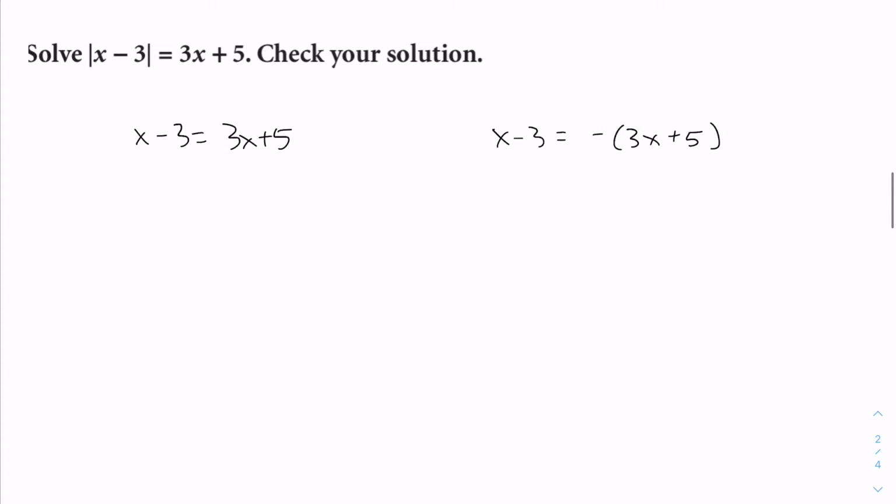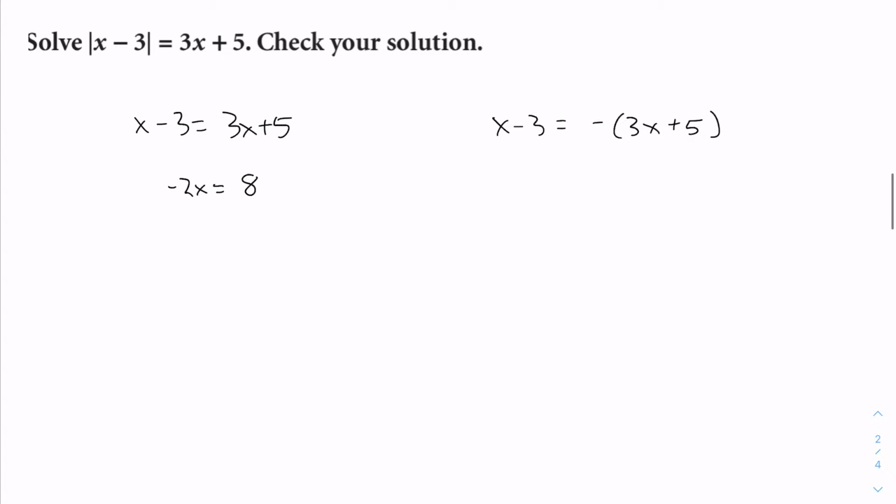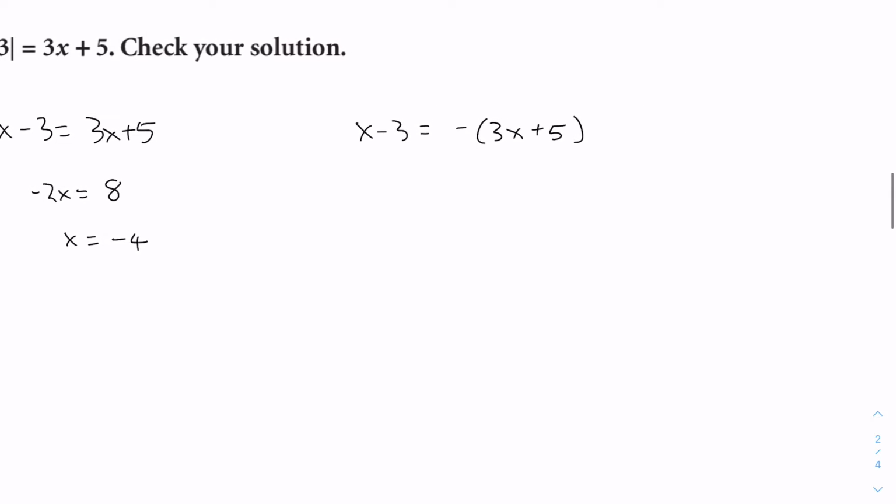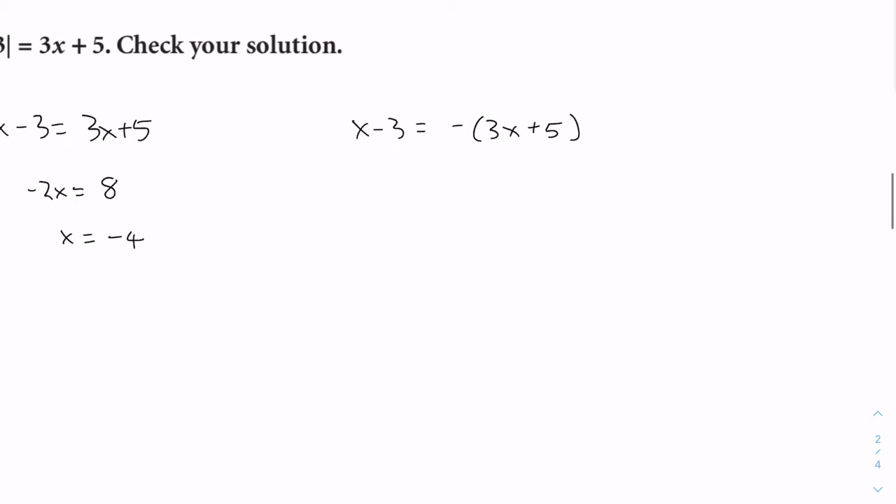The left equation, you have to add 3 on both sides, which will be negative 2x equals 8, so x would equal negative 4. For the right, you distribute the negative, which is x minus 3 equals negative 3x minus 5, which would simplify into 4x equals negative 2, and x would equal negative 1/2, or negative 0.5.